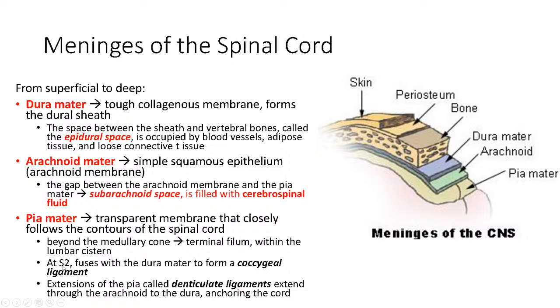All right. So beyond the medullary cone, we see the terminal filum arise within the lumbar cistern. At S2, this fuses with the dura mater to form a coccygeal ligament. All right, and then extensions of the pia mater called denticulate ligaments are going to extend through the arachnoid mater to the dura and anchor the cord here in the sacral region.